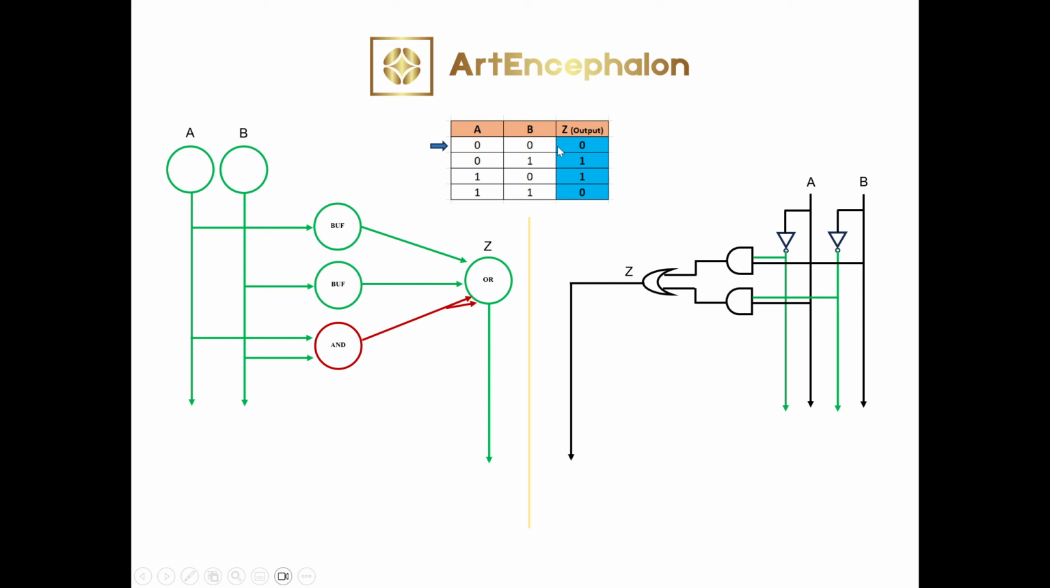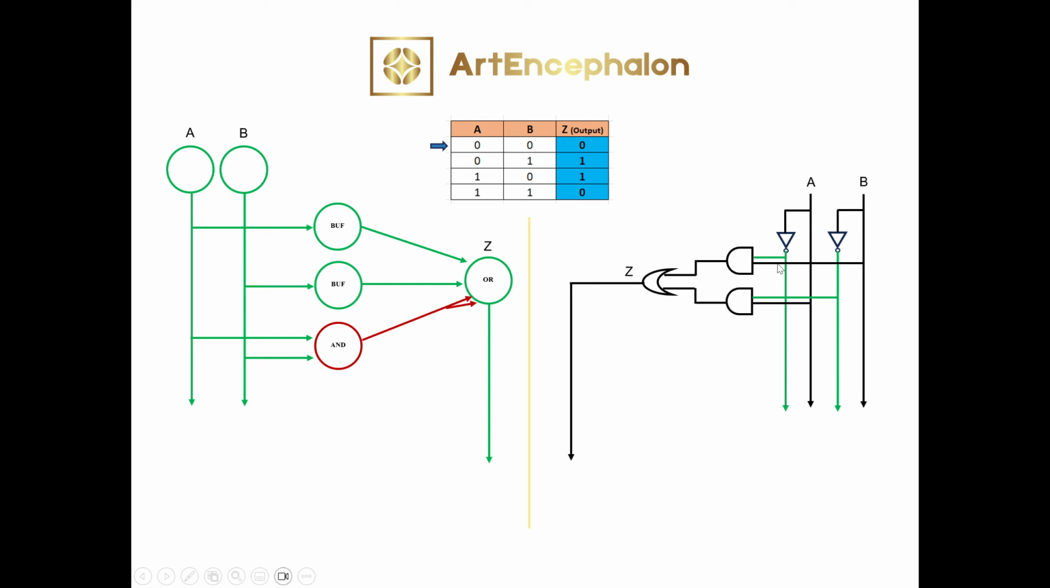So when we have 0, 0, 0, what we are saying is when input A is 0 and B is 0, indicated by a black line. This black line means 0 on this line. So when A is 0 and B is 0, then the inverting of A will give us a 1. That's why it's green, 1. Same thing for B. Because B is 0, the inverting of B gives us a 1. So anything you tap from that place will also be 1. So this is 1 on this line, 1 on this line.